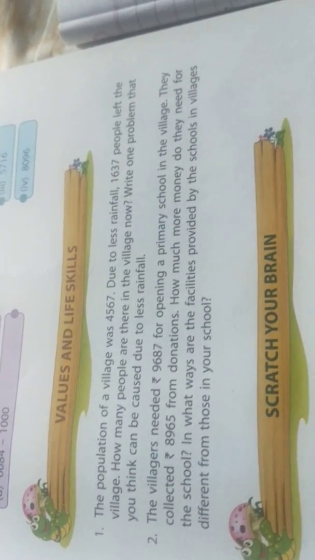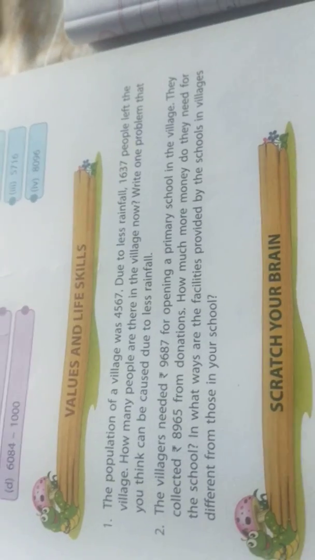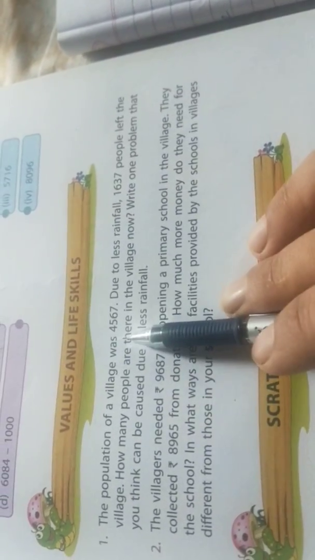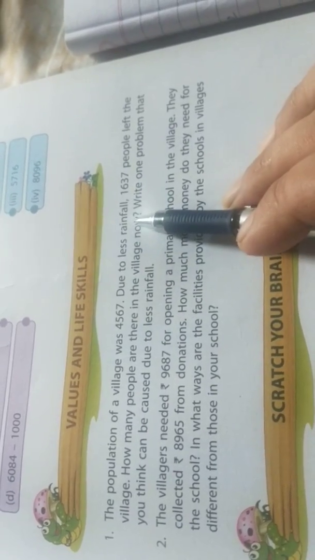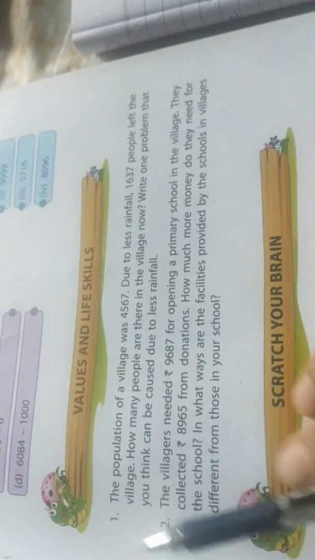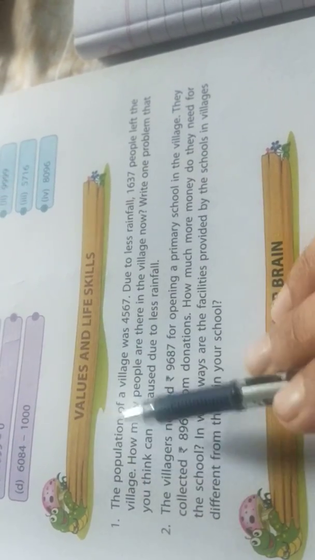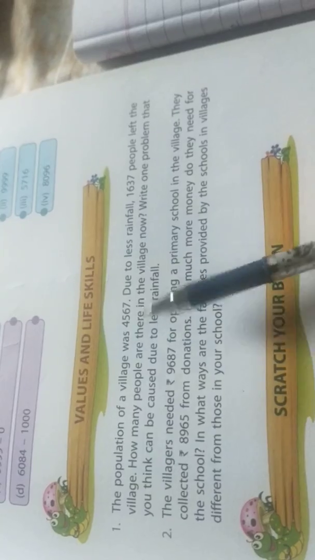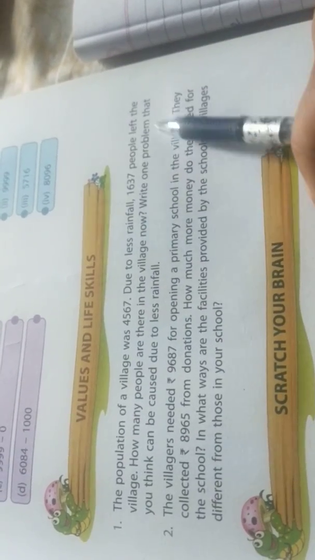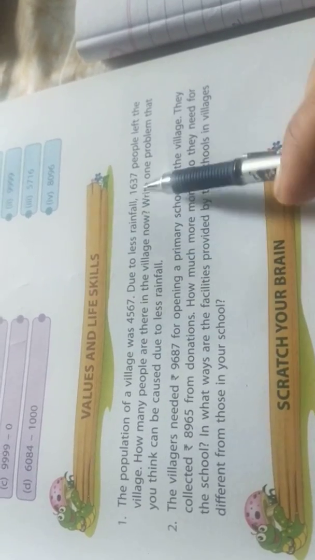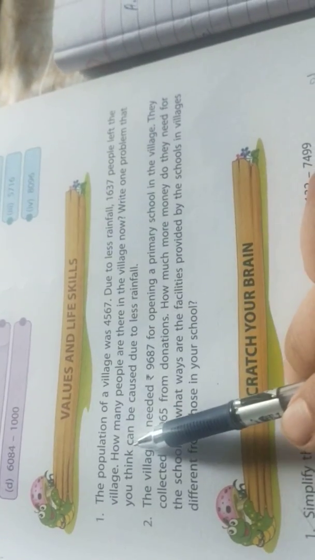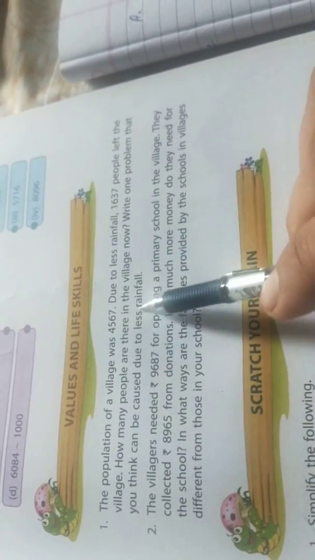Okay, now in question number 1, it's written the population of a village was 4,565. Due to less rainfall, 1,637 people left the village. Okay, how many people are there in the village now? Write one problem that you think can be caused due to less rainfall.